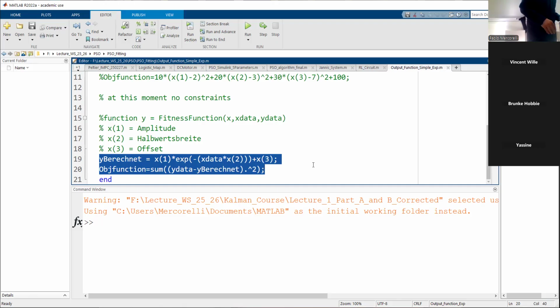Let me now introduce a new topic. Why not? But in any case, I try to connect what we did.